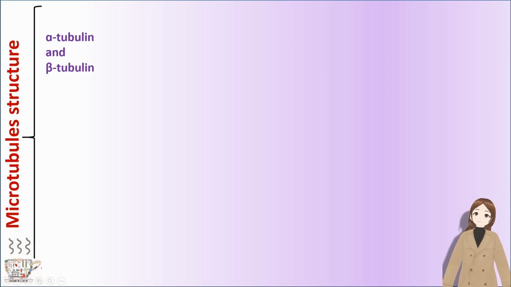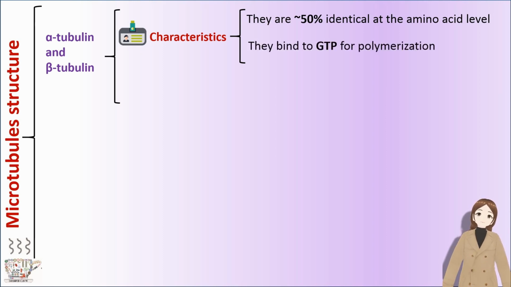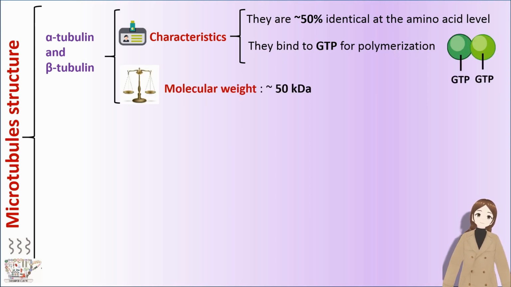Alpha-tubulin and beta-tubulin. They are approximately 50% identical at the amino acid level. They bind to GTP for polymerization. Their molecular weight is approximately 50 kilodalton.